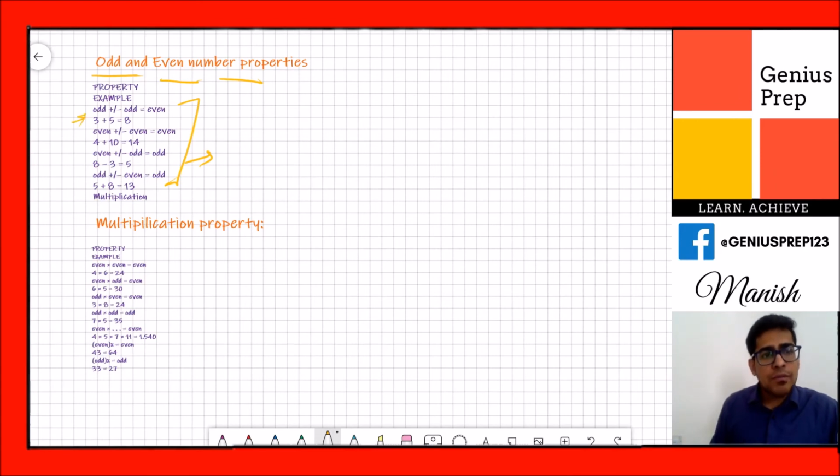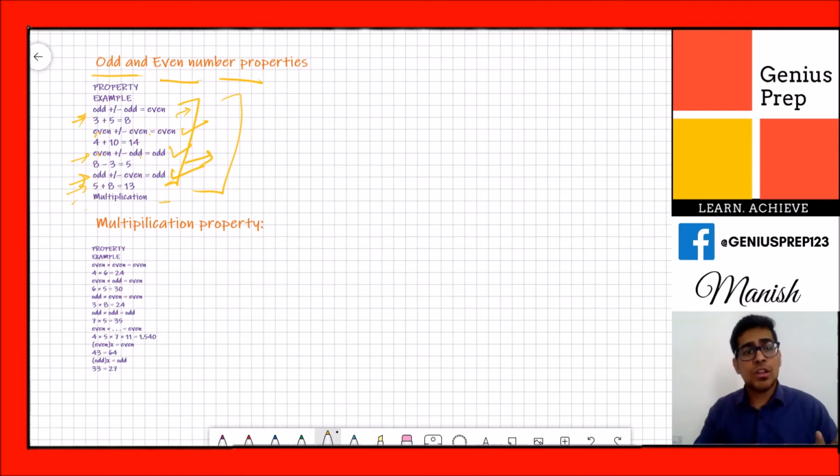If you add odd and odd, or subtract an odd number from an odd number, you always get an even number. If you add or subtract even with even, you always get an even number. But if you add or subtract even with odd, you always get an odd number. These are the examples of this. I think it's a very simple concept, but it is very important. So just remember this whenever you have a question related to this.